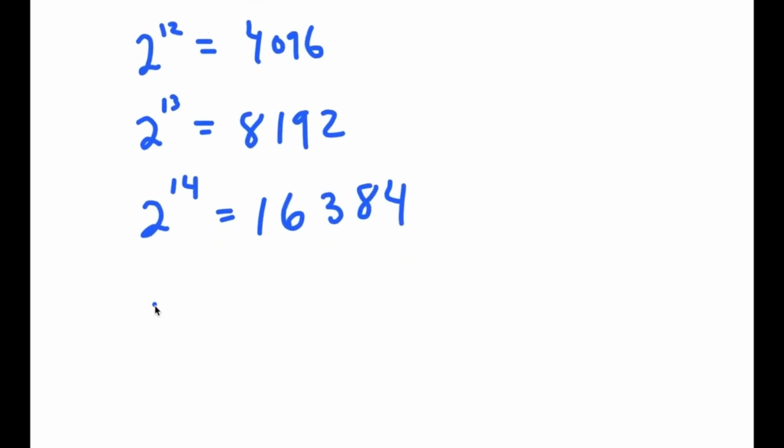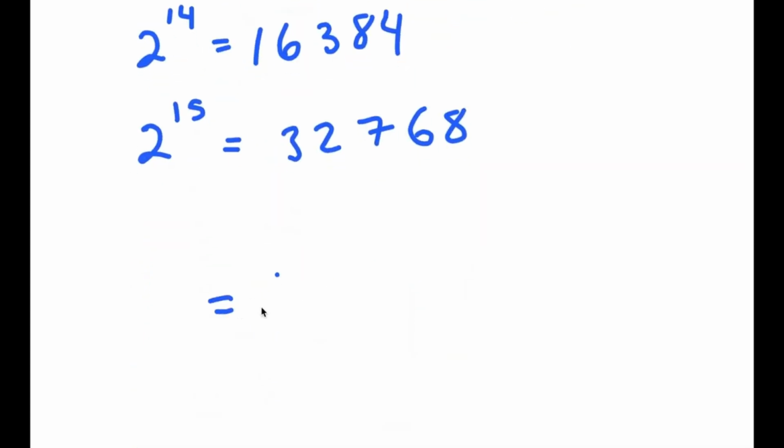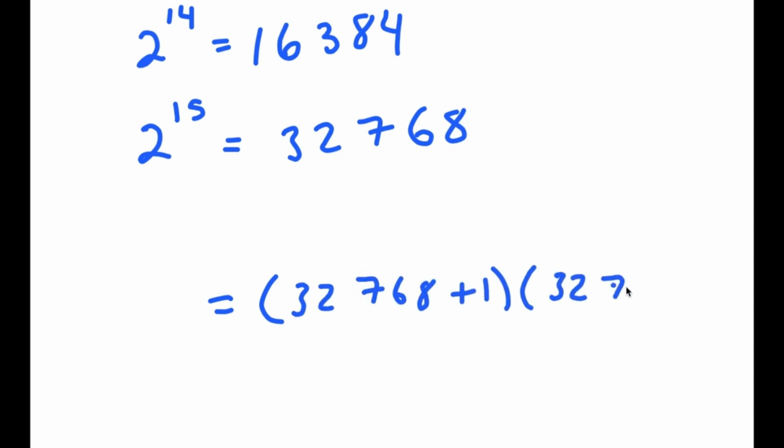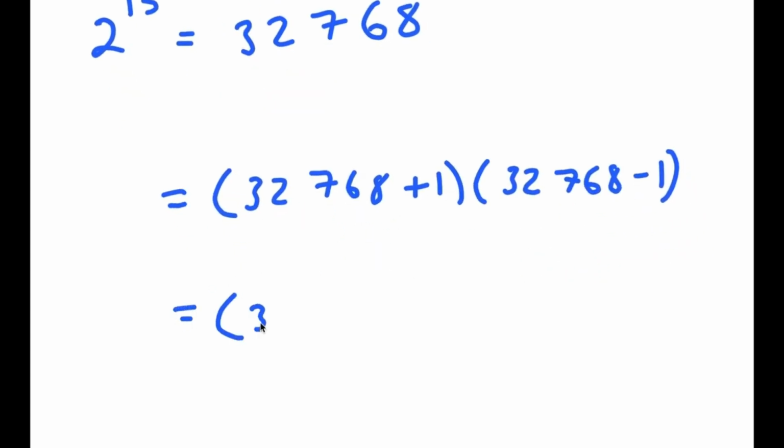16,384. And finally, 2 to the power of 15, this is double of this, which is 32,768. So I have 32,768 plus 1 times 32,768 minus 1. And now this is equal to 32,769 times 32,767.